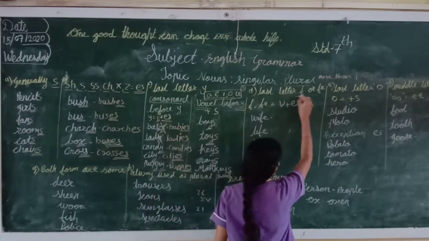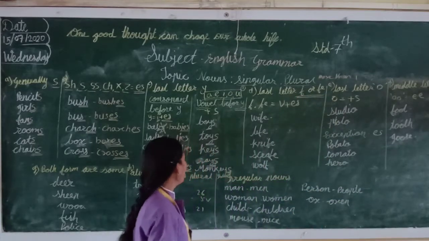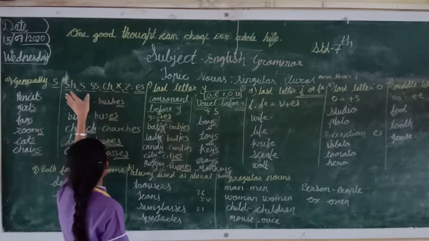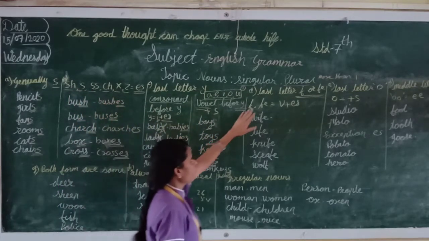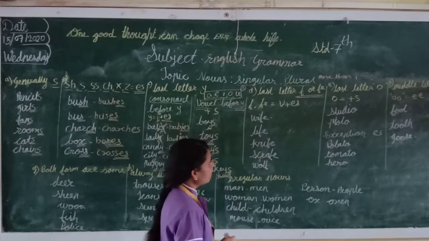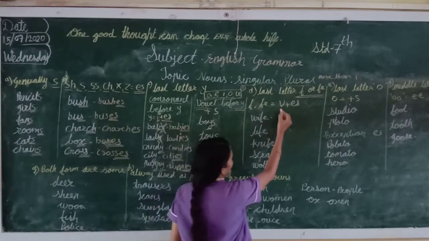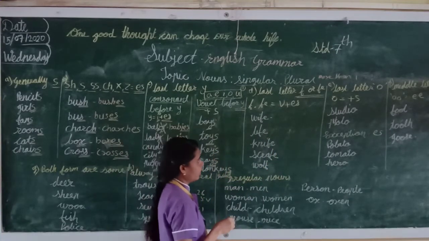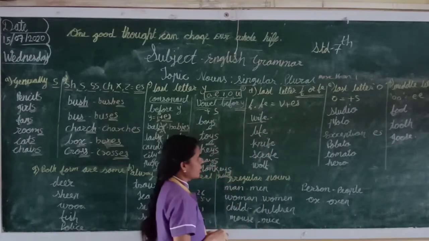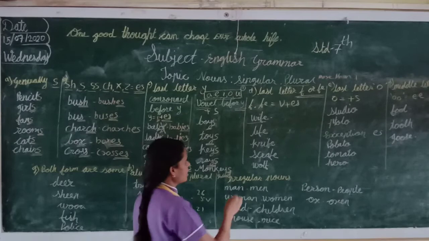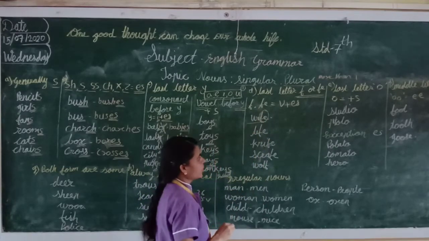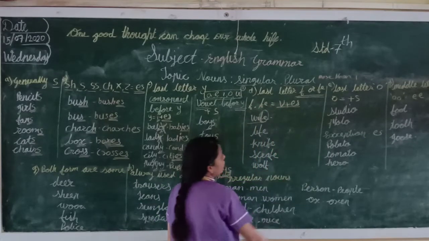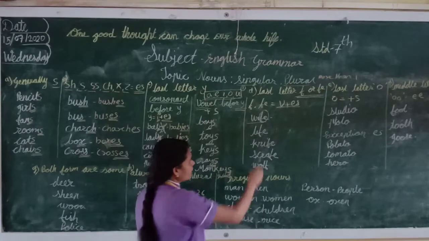Last letter f and fe. When the last letter is f, otherwise fe, so what do we do? Join ves. What do we have to join? Ves. And we have to remove the f or fe. Now here the first word is wife. Okay, which is the last letter here, students? Fe. So fe is here. When fe is the last letter, what will we do? Join ves. So remove this fe.